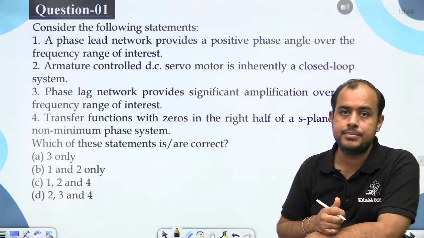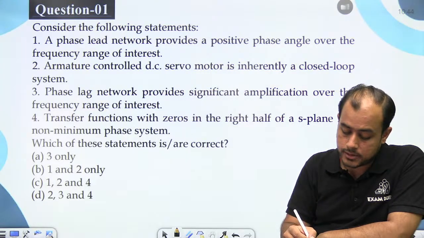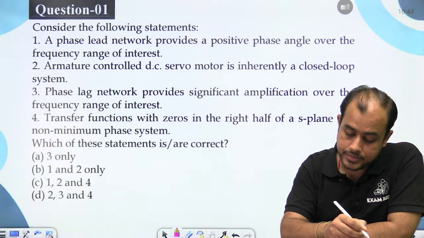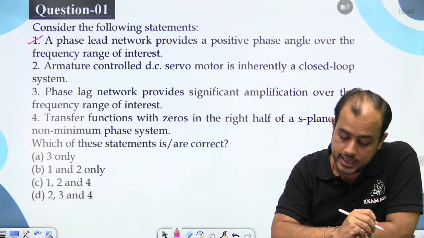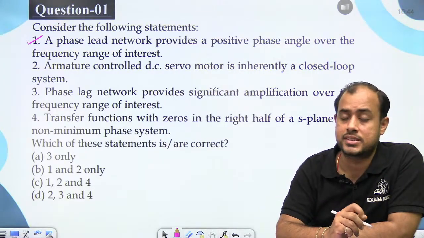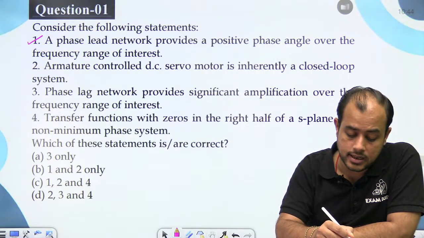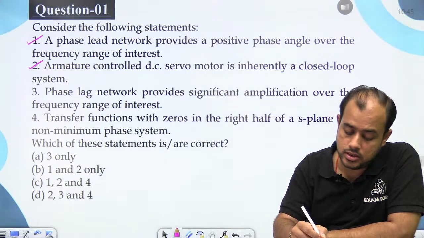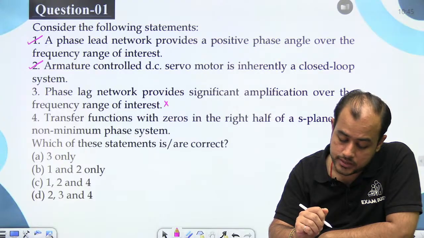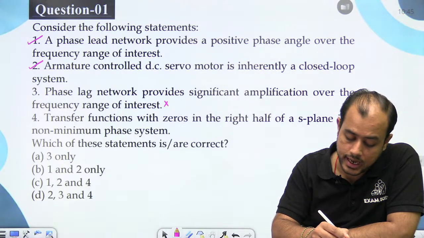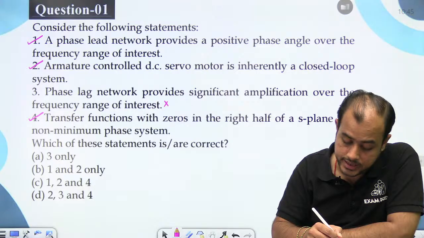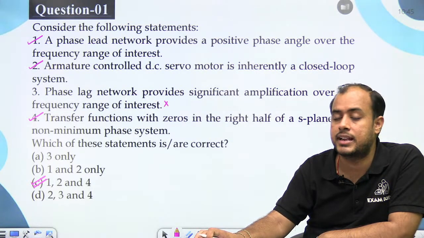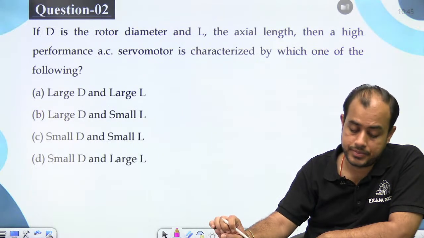ESE 2009. Phase lead network provides positive phase angle over the frequency range of interest. Yes. Armature controlled DC servo motor is a closed loop system. Yes, DC servo motor is a closed loop system. Phase lag network provides amplification. No, it does not provide amplification. Transfer function with 0 in the right half is a non-minimum phase. Yes. Either 0 or pole in the right half will make a system non-minimum phase.